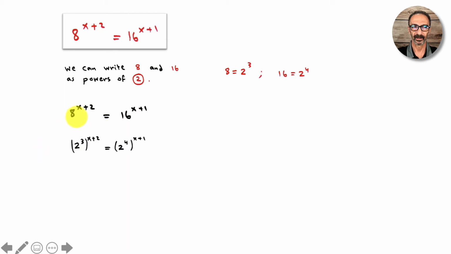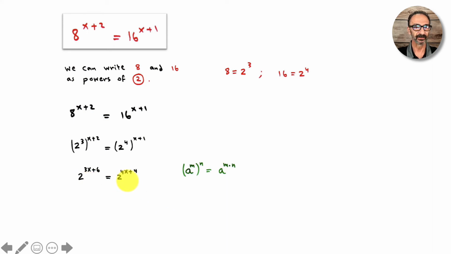Take a look. Instead of 8, I'm going to write 2 to the third. We still have another exponent outside, which is x plus 2. Instead of 16, I'm going to write 2 to the power 4, still raised to the power x plus 1. There is a formula that says we could multiply these exponents. The formula is a to the power m to the power n is equal to a to the power m times n. This is what I just applied right here.